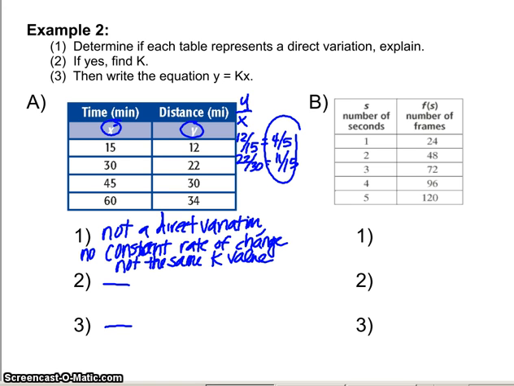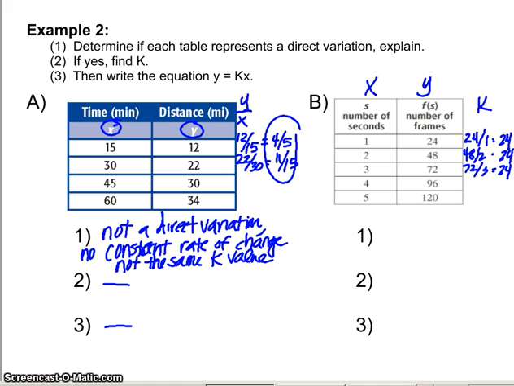Let's take a look at B. Now B, this one isn't labeled x or y for you, so let's just go ahead and label these x and y. And let's go ahead and find our k values. Remember, k values are y divided by x. So this would be 24 divided by 1, which simplifies to 24. This would be 48 over 2, which is also 24. This is 72 divided by 3, which is also 24.